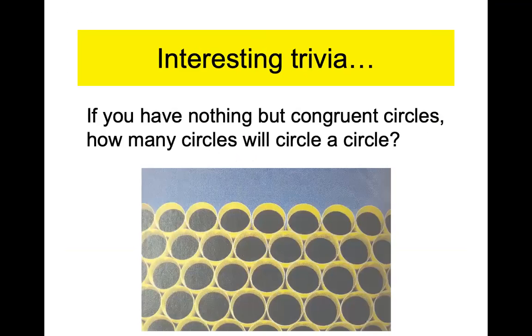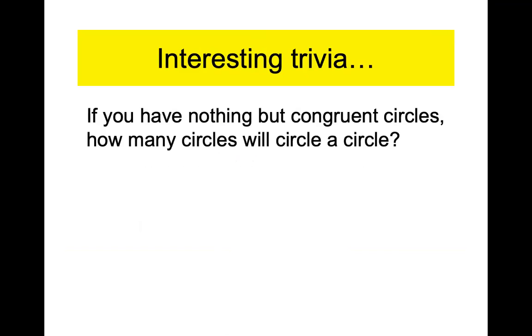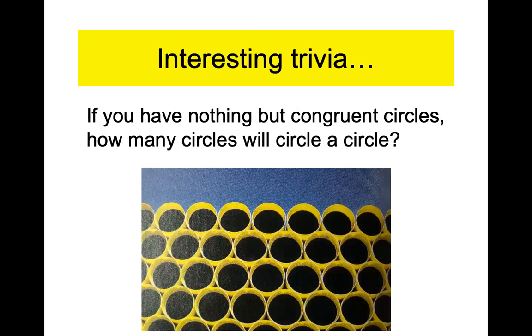This is trivia. If you have nothing but congruent circles, how many circles would circle a circle? The kissing number. There's your picture. If all the circles are the same, how many circles circle a circle? 6. Now they all have to be the same size. So it turns out that it's 6. It's in the book and I threw it in there because it's interesting.